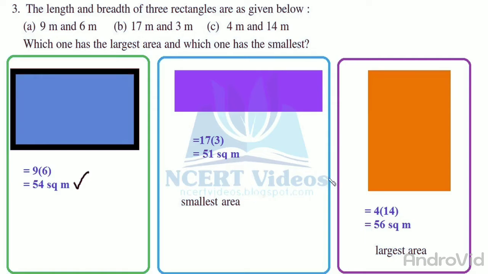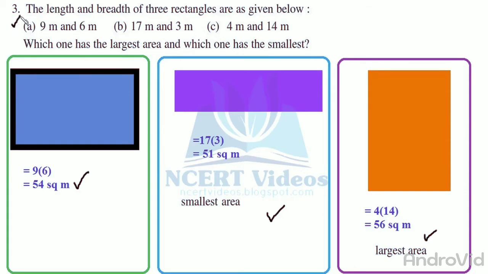So learn the tables from 1 to 20 for faster calculation. C part, 4 meter and 14 meter. This is your 4 and this is your 14. When you multiply it, 14 4s are 56. You can also multiply as 4 4s are 16, carry 1, 4 ones are 4 plus 1, 5, 56 square meter. So you can see when you compare, this is the largest area and the smallest area is 51, and the intermediate area is 54 square meter.